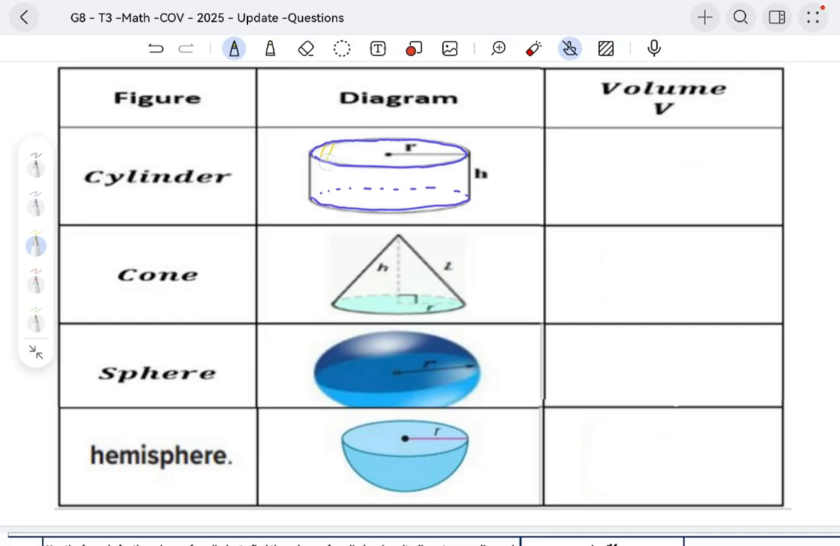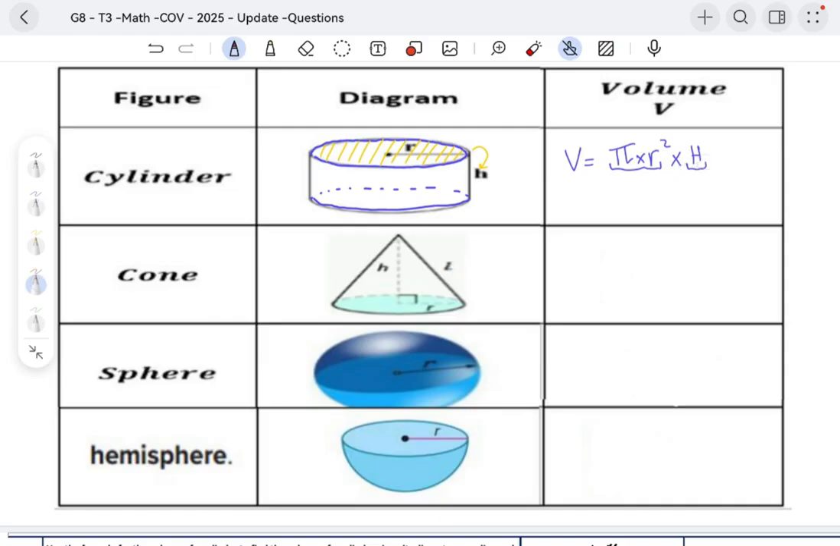So what we're going to do, we're going to find the area of the base, the area of the circle, and then we're going to multiply it with the height to find the volume. So the volume for the cylinder equals the area of the base. The area of the circle is pi times the radius squared, times its height. This is the area of the base and we're going to multiply it with the height to get the volume.